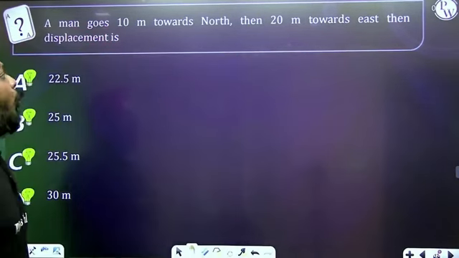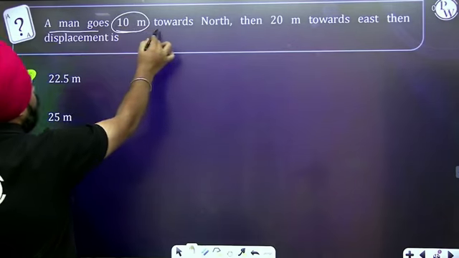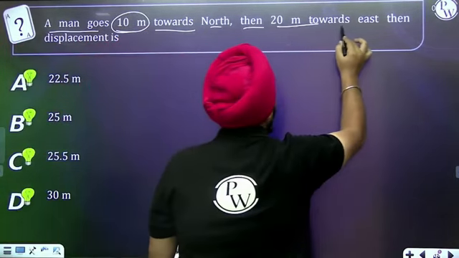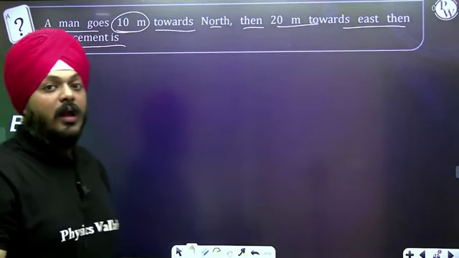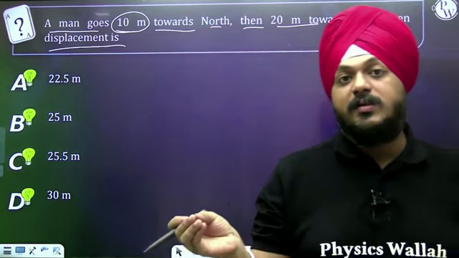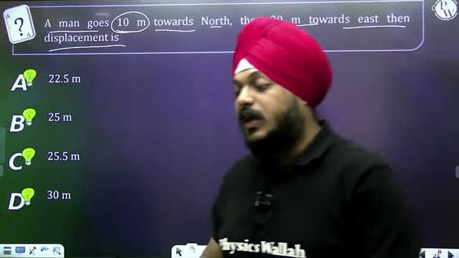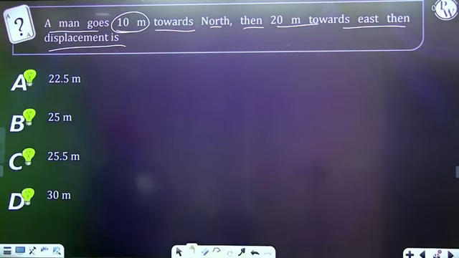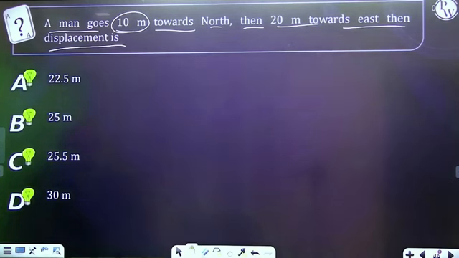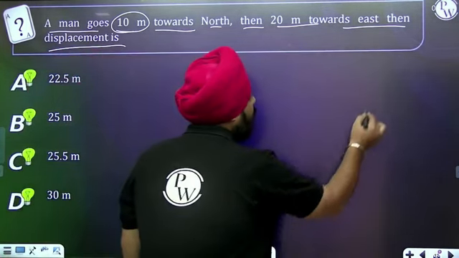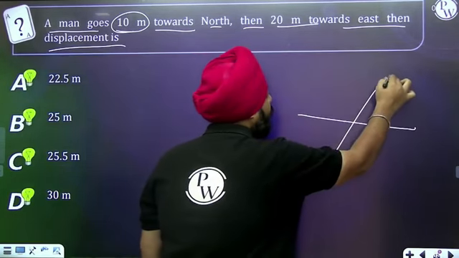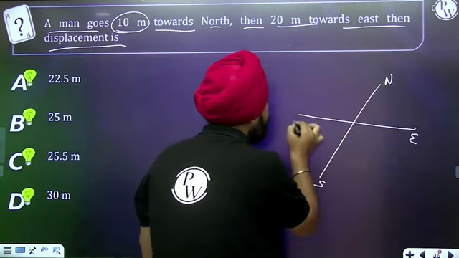A man goes 10 meter towards north, then 20 meter towards east, then the displacement is what? Displacement is the shortest distance between the 2 time intervals, or between the initial and the final point of the motion. Yes or no? Okay, let's analyze this. I'm having the isometric view. This is north, this is south, this is east, and this is west.